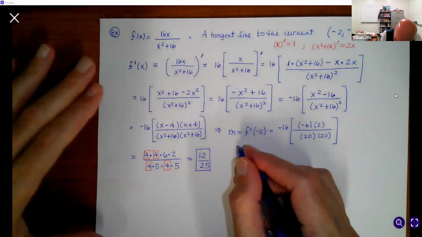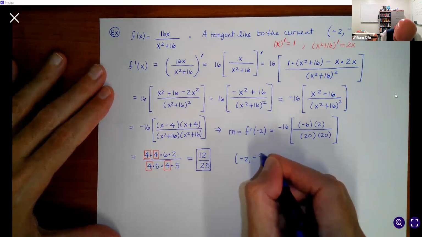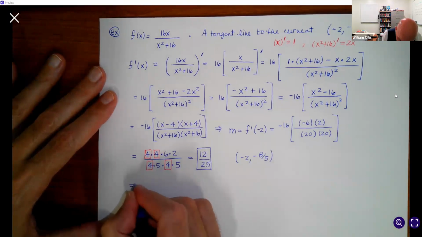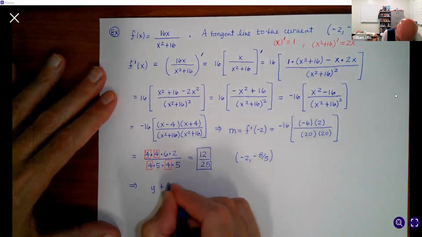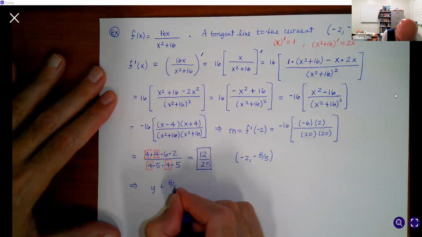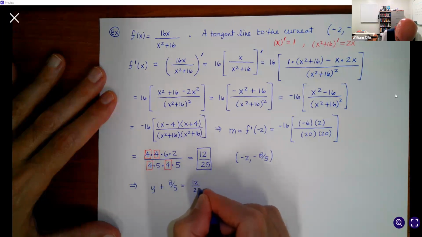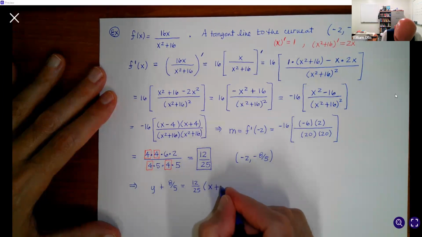So let's just write this. Here's our point, -2, -8 over 5. So this implies we can say y minus the negative, so that's plus 8 over 5 equals 12 over 25 times x minus the -2. So that's plus a 2.